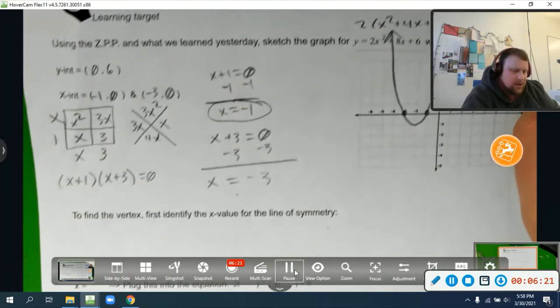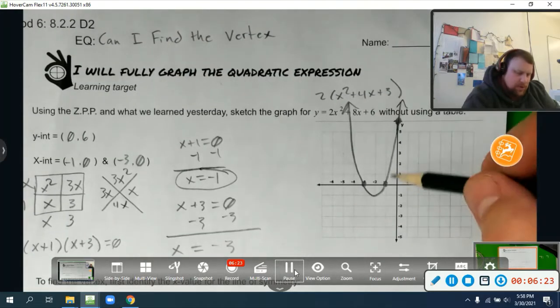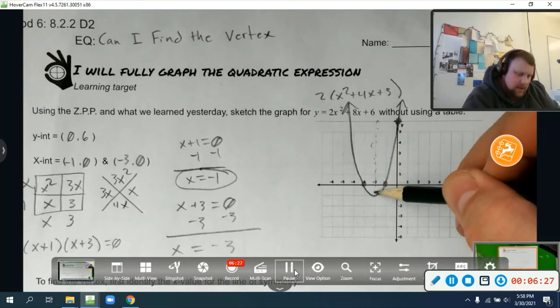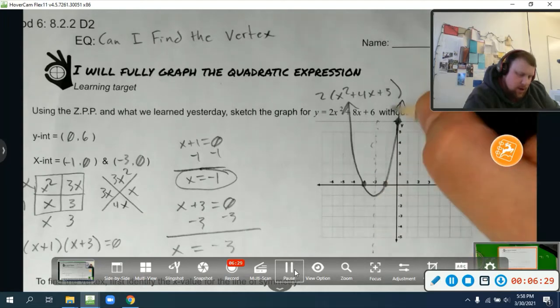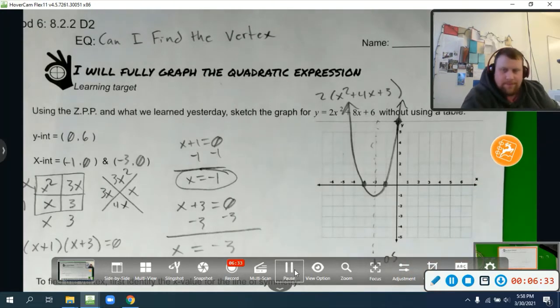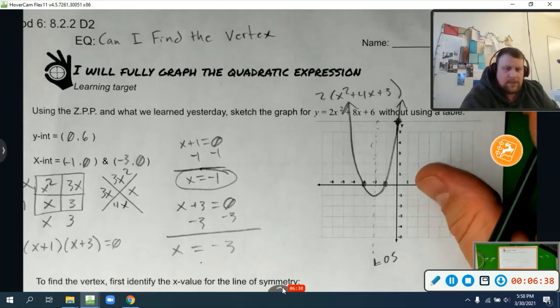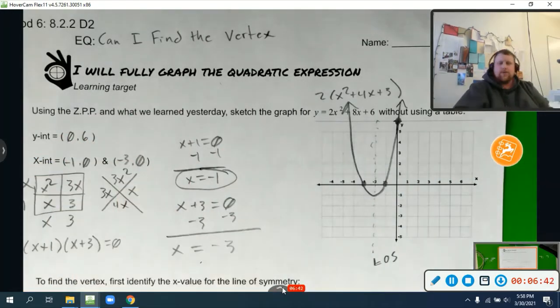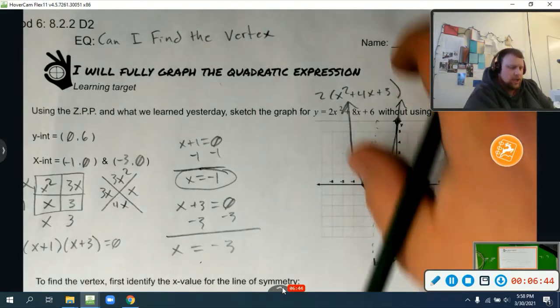I talked yesterday about a line of symmetry. Remember I told you that in between the x-intercepts is this nice little line that we can draw, and it's called the line of symmetry, the LOS, right? So there's this nice little line of symmetry, and if we were to fold it over, this graph would go over on itself. We're going to use that.